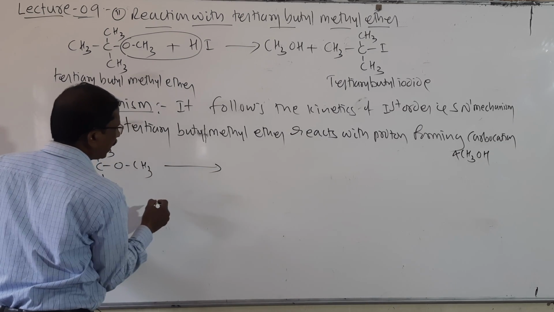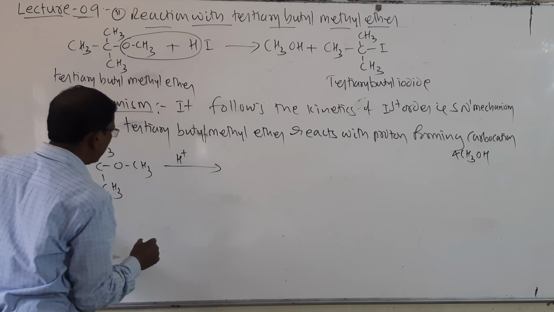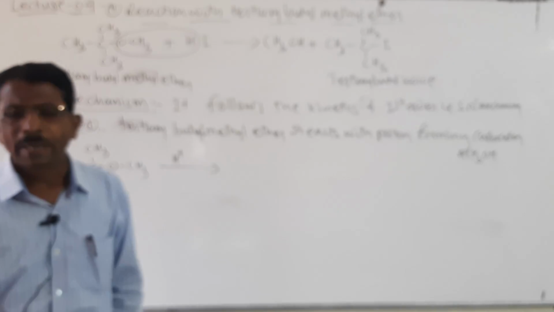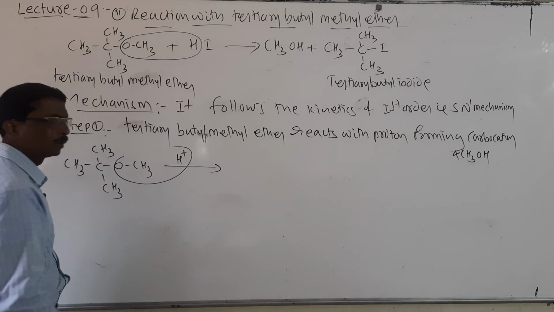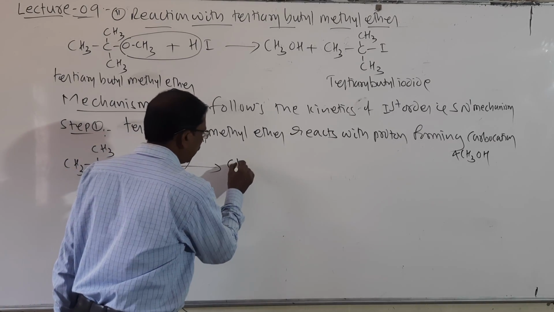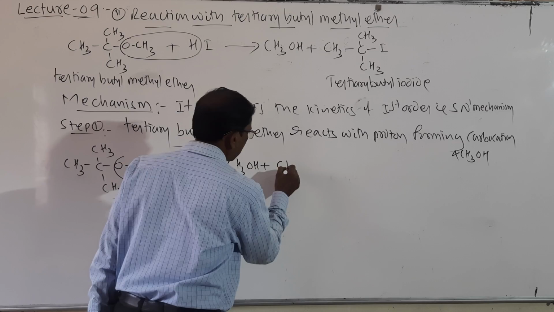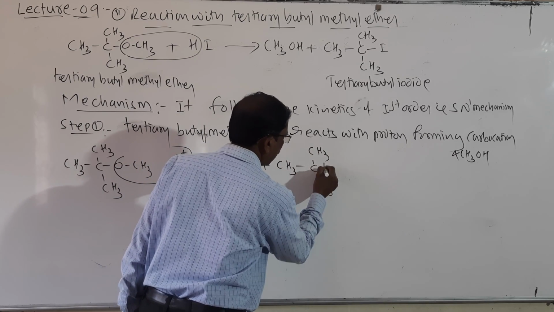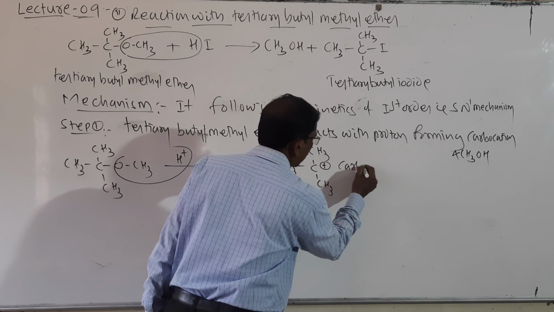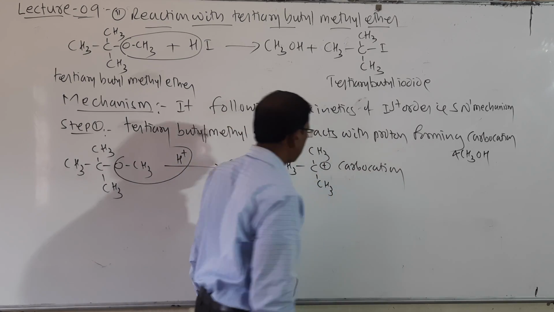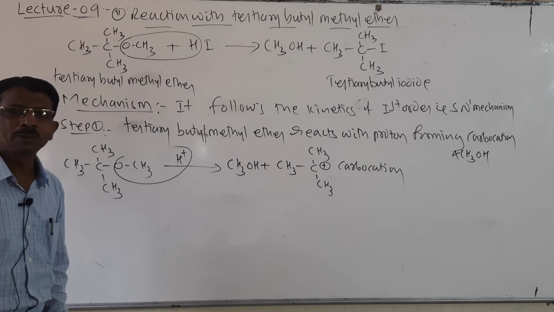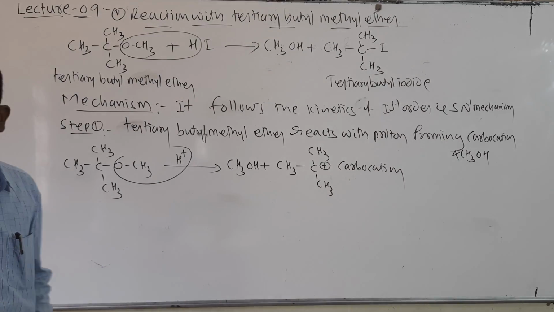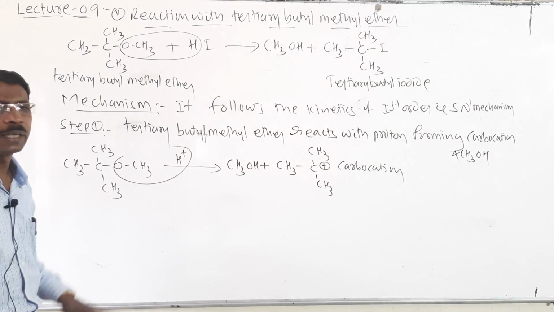When it is treated with HI, H plus only attacks here. Then here it separates out, and then it forms CH3OH plus CH3, C, CH3, and then C+ CH3, a carbocation. Here a carbocation is formed. It is the slowest step, also called the rate determining step.